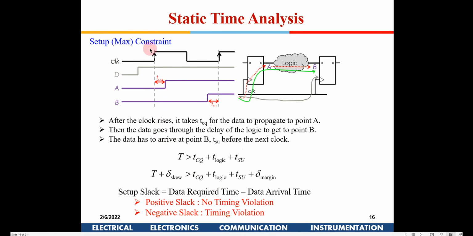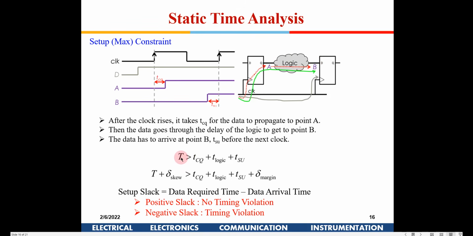So the setup constraint, if you see here, there is a flip-flop, and there is one more flip-flop out here. The clock is given here, and in the next clock cycle this data requires to be sampled here, obviously. So before the next rising edge of the clock, this data requires to move from here to here, and it has to reach here, right?